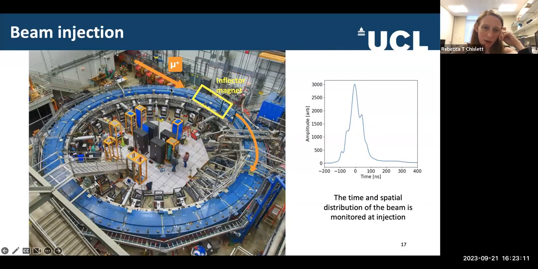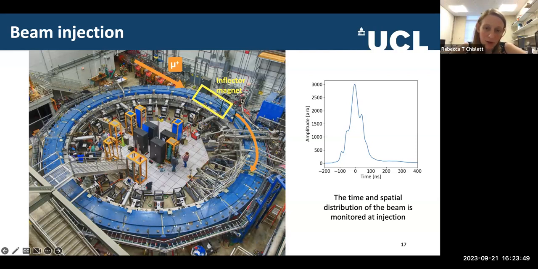So this is just a quick summary of how the experiment works. The muons come in through these magnets at the top, the red ones, and they enter the ring through what we call the inflector magnet. The inflector magnet essentially cancels out the magnetic field in the ring so that the muons can enter on a straight path. And just before the inflector magnet, we have what we call the T0 and the IBMS, which are detectors that measure the temporal and spatial distribution of the beam at the point of injection.